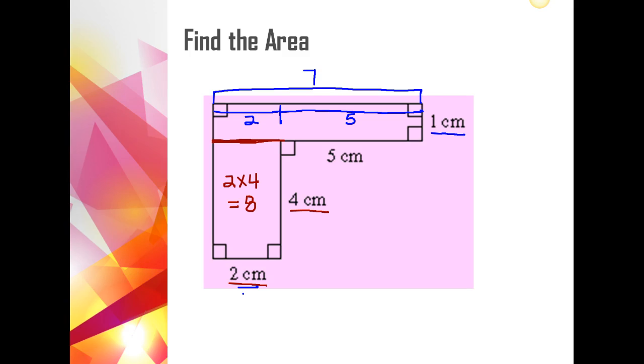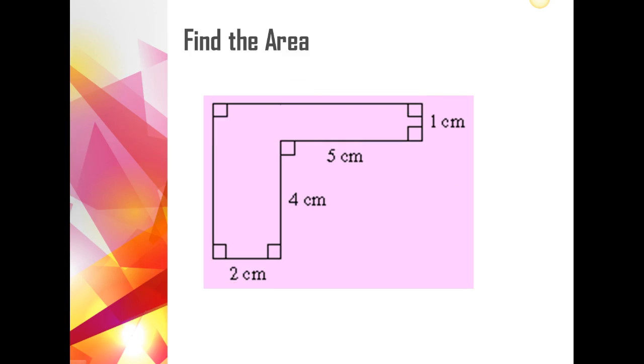To find the area of this top rectangle, we'll multiply 7 times 1 to get 7 centimeters squared. Then to find the total area of the figure, we will add 7 plus 8 and find that it is 15 centimeters squared. Another thing you could do is create a complete rectangle, then subtract the part that's not included.